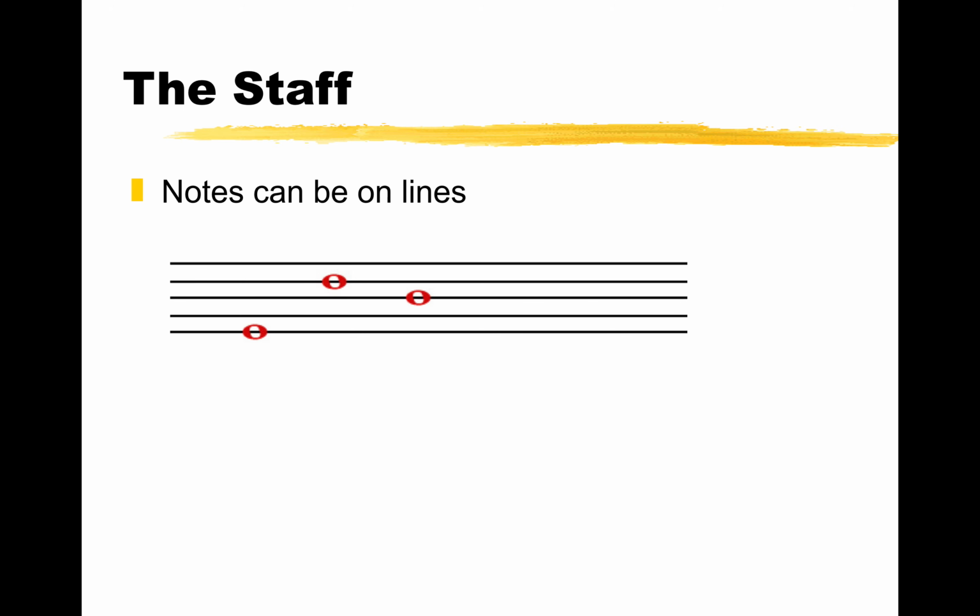The first part of learning how to read music is just knowing if a note is on a line or a space. These notes are on the lines. The line goes right through the center of the notes. And these notes are on spaces. They're in between the lines.